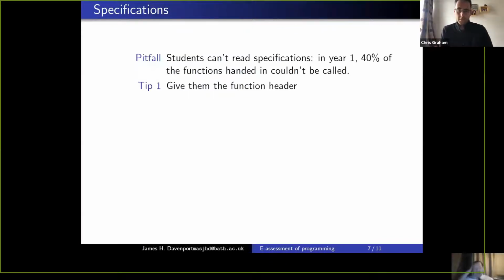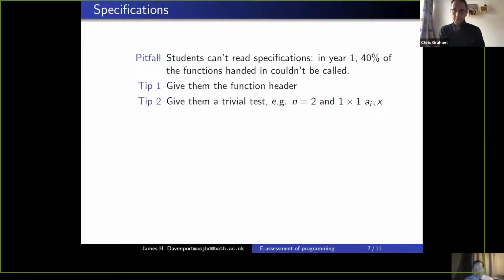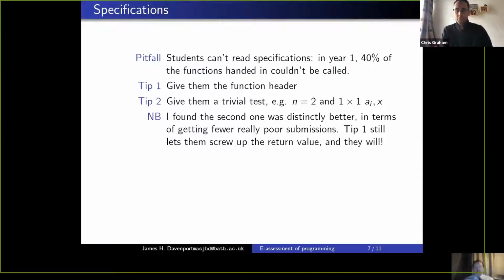So my first idea was I would give them the function header. Second idea was to actually give them a trivial test of the form I was going to use, exactly of the form I was going to use. Typical test, for example, n could be 2, and I could use 1-by-1 matrices and so on. In fact, I strongly recommend tip 2 in terms of I got many fewer poor submissions with tip 2 than with tip 1. So I got to tip 2 in year 3. Tip 1 still lets corrupt return value, and they will.